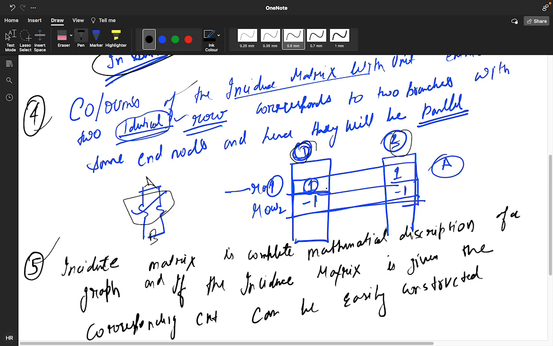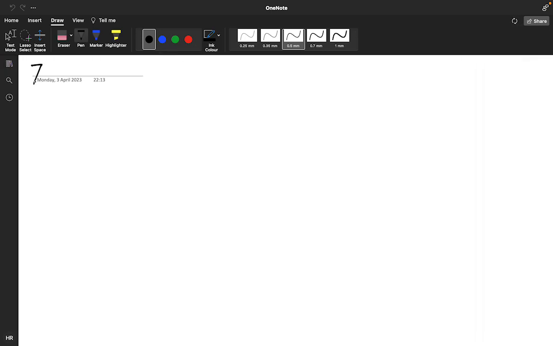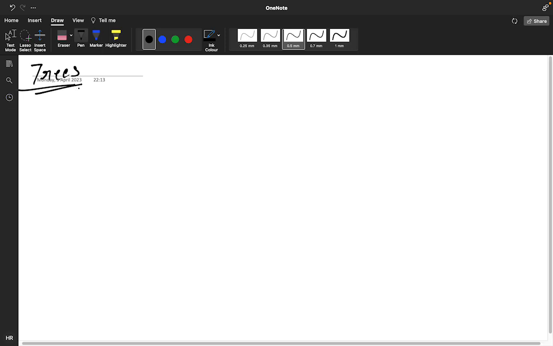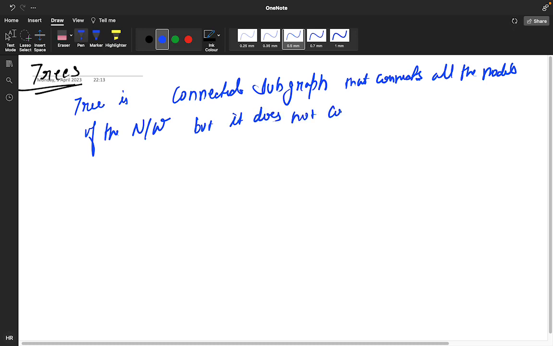Okay, so write the next heading, trees. So what is a tree? A tree is a connected subgraph that connects all the nodes of the network, but it does not consist of any closed path.